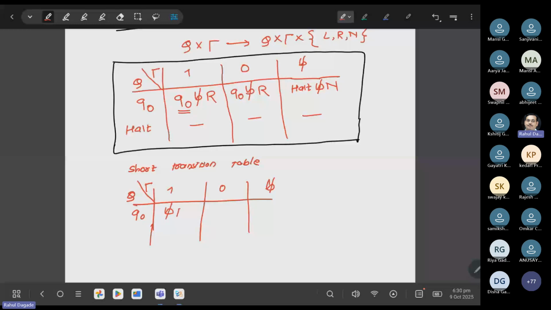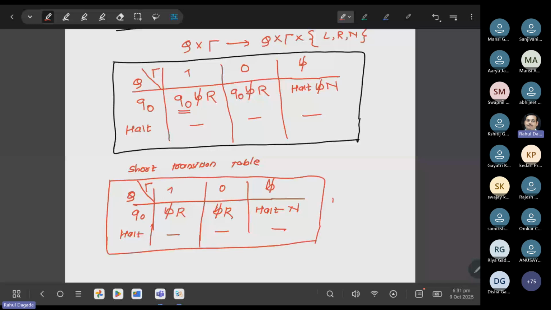So it indicates that I am remaining in the same state. For 0, it is also shown as blank, right, because it is just converting into blank. And for blank, blank is kept as blank, so there is no need to show it. So what is the change? The change is that it goes into halt with no movement of head. And for halt, there is no transition, so dash dash. This is one way of representing a transition table. This is also correct.